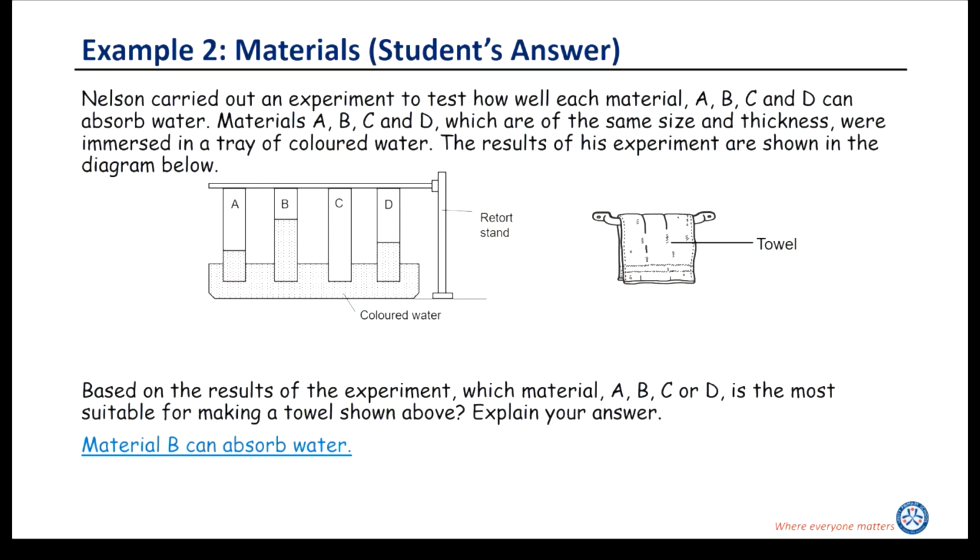Based on the results of the experiments, which material A, B, C, or D is the most suitable for making a tower shown above? Explain your answer. The question requires the student to identify the material which is the most suitable for making a tower and provide an explanation for his or her choice. The student's answer is: material B can absorb water.